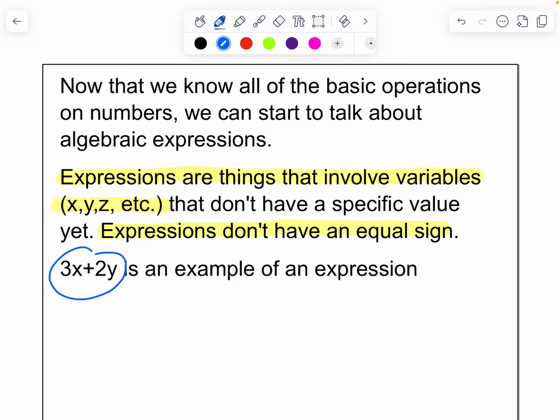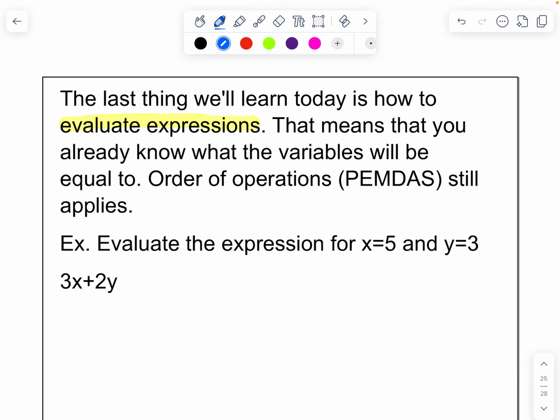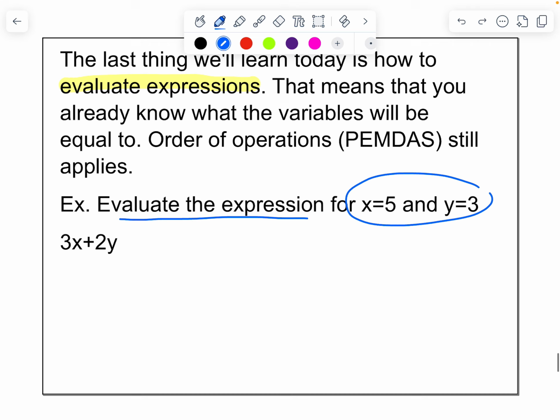So this is an example of an expression. It has numbers and variables. There's no equal signs. When we evaluate expressions, that means that we know the values of the variables. So if we're given, evaluate the expression, we're given x equals 5 and y equals 3. For this expression, the same one as on the last page, what we need to do is sub in a 5 and a 3, and every time we evaluate, we're going to sub in using parentheses. It's very important that you use parentheses. 3(5) plus 2(3). Notice I put in a 5 for x, I put in a 3 for y.